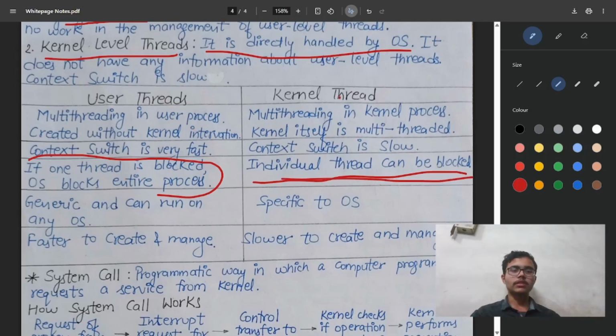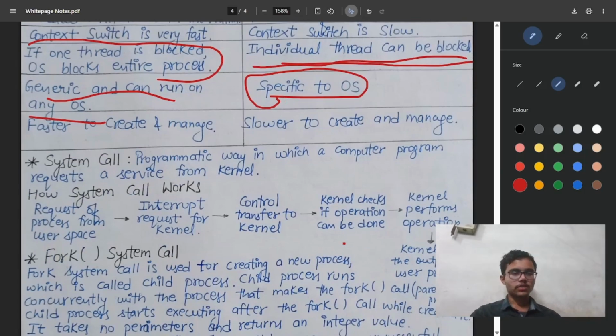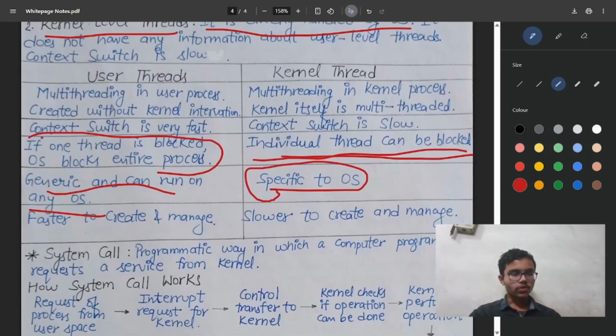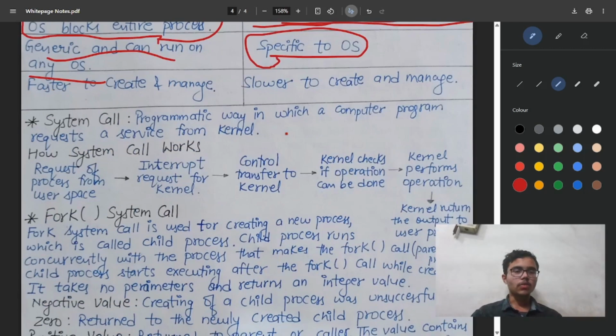Both user level threads and kernel level threads have a context switch. User level threads are generic and can run on any OS, while kernel level threads are specific to the OS, since multiple threads are handled by the kernel. User level threads are fast to create and manage, kernel level threads are slow to create and manage. No need to remember this one point. I just want to give you this point only: in user level threads, when one thread is blocked, the entire process is blocked, and in kernel level threads, individual threads can be blocked.